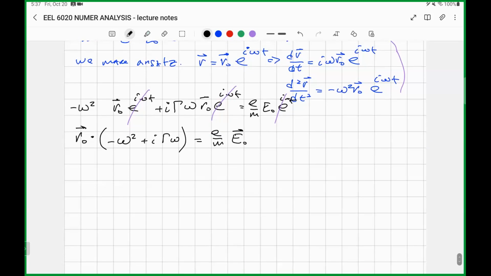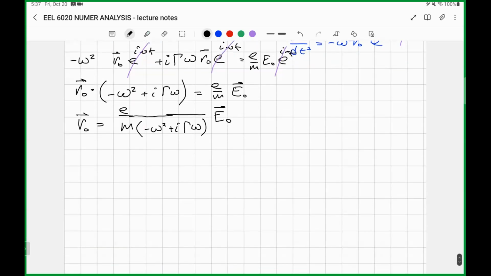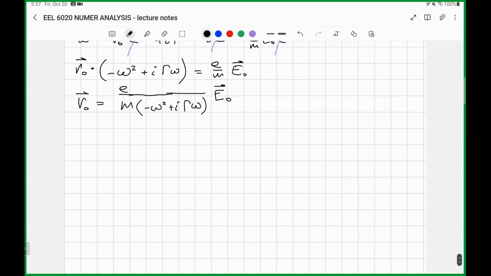All right, so let's divide both parts by this parenthesis here. We get r0 equal to e over m, over minus omega squared plus i gamma omega, times E0. So this is the coordinate of the electron as a function of the amplitude of the electric field and as a function of other parameters, including the frequency of the field.